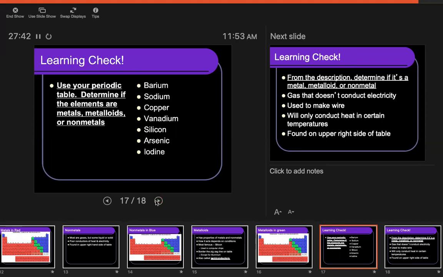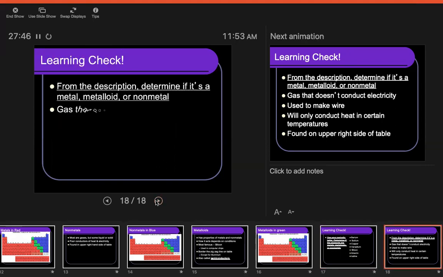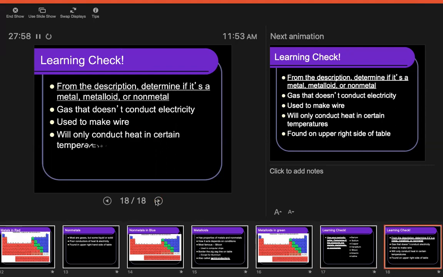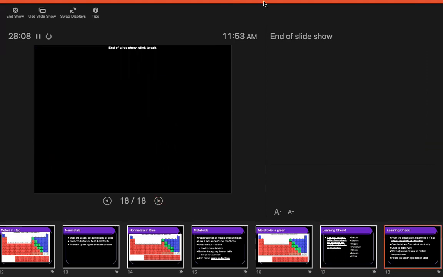Good job. All right, just read the descriptions and tell me if it's a metal, a non-metal, or a metalloid. A gas that doesn't conduct electricity is a non-metal. Great. Used to make wire. Metal. These will only conduct heat under certain temperatures. Metalloid. These elements are found on the upper right-hand side of the periodic table. Non-metal. All right, I think you've got it. That is chapter 6, section 1.